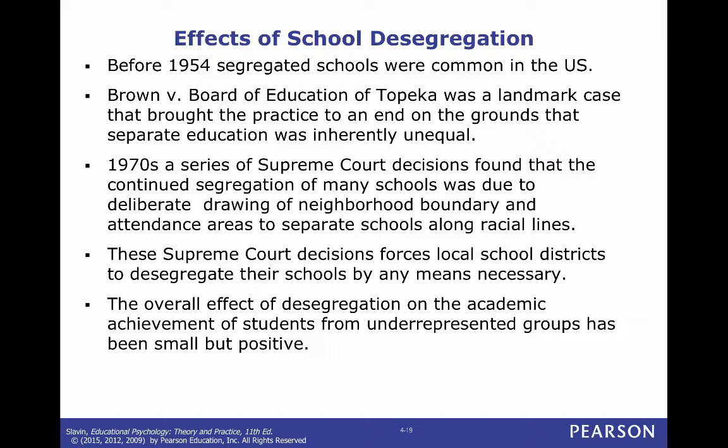During the 1970s, though, the Supreme Court decided to force local school districts to desegregate, which they called forced busing. They would bus African American kids or children of color to predominantly white schools, and bus predominantly white children to schools that were predominantly black. So they forced local school districts to desegregate by any means possible. The overall effect was good for those underrepresented kids. It was a small but positive effect, and it was statistically significant.